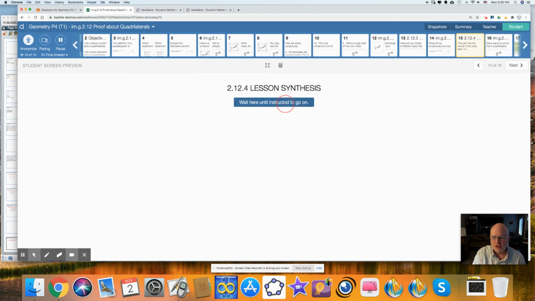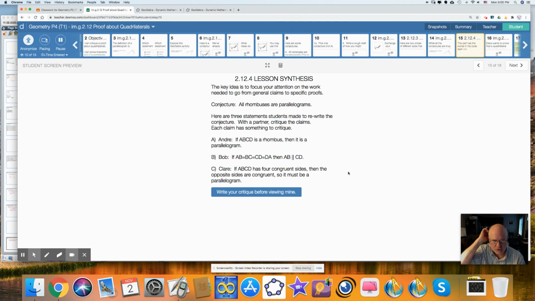So here is the lesson synthesis, and this is where it gets interesting. The idea is to focus your attention on the work needed to go from general to specific. A conjecture: all rhombuses are parallelograms. We just proved that the diagonals, if they're perpendicular and they bisect each other, then it's a rhombus. Here we're going to prove that all rhombuses are parallelograms. And these are three statements that students made, and they're incomplete. They're not quite there yet. So let's look at their statements.